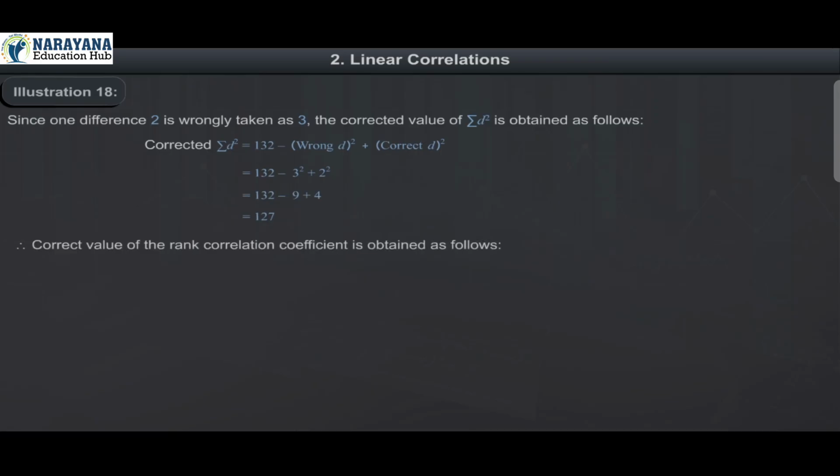Correct value of the rank correlation coefficient is obtained as follows. R is equal to 1 minus 6 sigma d square divided by n into n square minus 1 is equal to 1 minus 6 into 127 divided by 10 into 100 minus 1 is equal to 1 minus 762 divided by 990 is equal to 1 minus 0.7697 is equal to 0.2303. Therefore, R equals to 0.23.